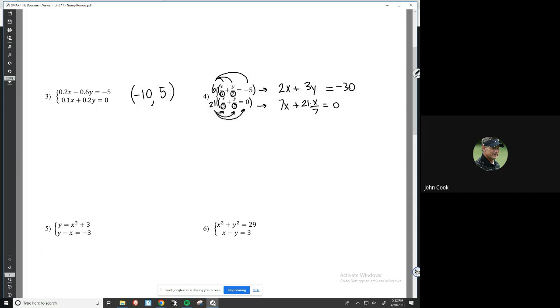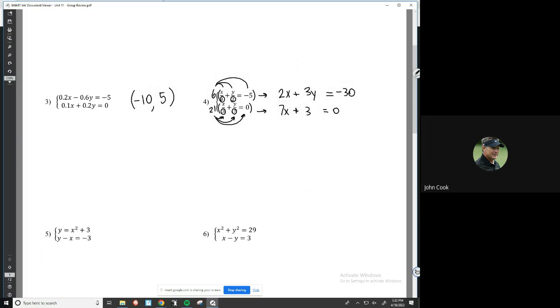And then 21y over 7. 21 divided by 7 is 3. Oops, that should be a y, shouldn't it? 21 divided by 7 is 3, so that turns into a 3y. And let's see, which one would be the easiest to do between substitution and elimination here? You know what? Since I already have a 3y and a 3y here, I'd probably choose to use elimination.